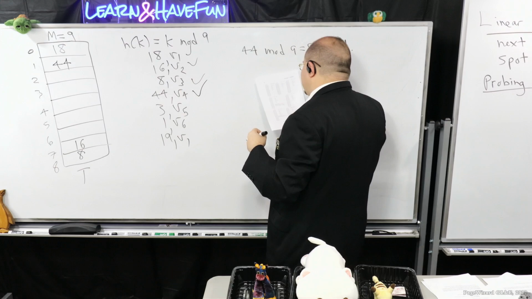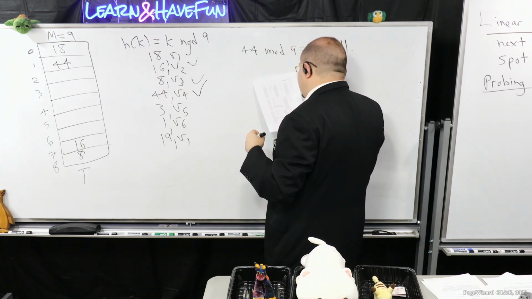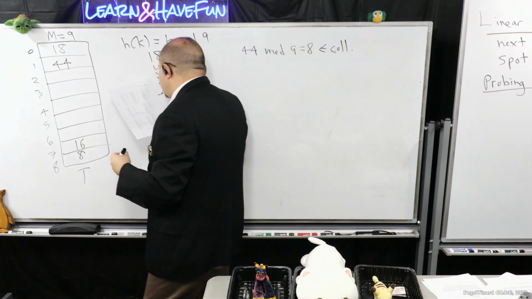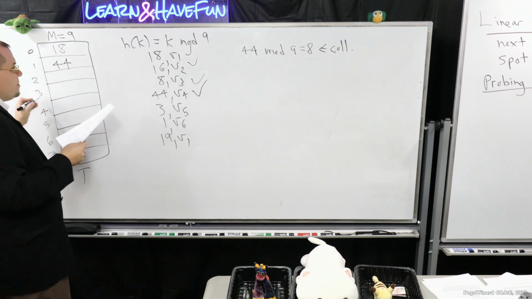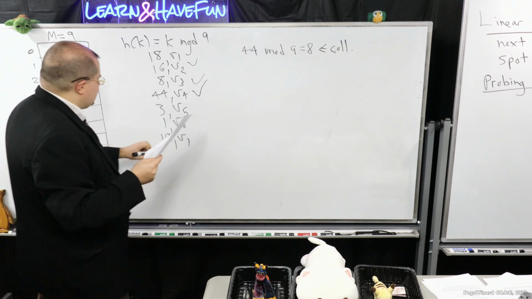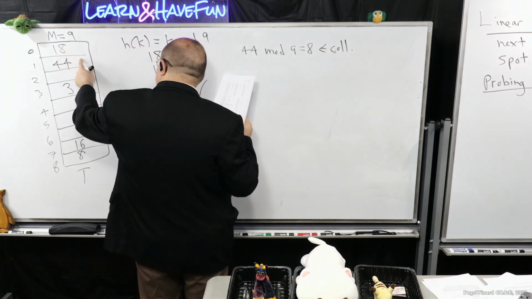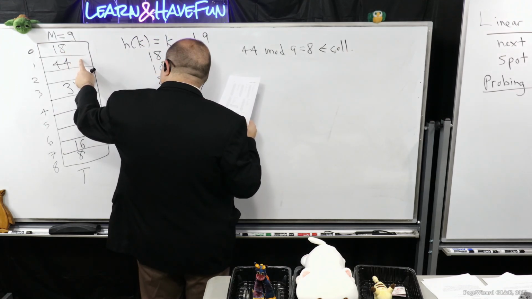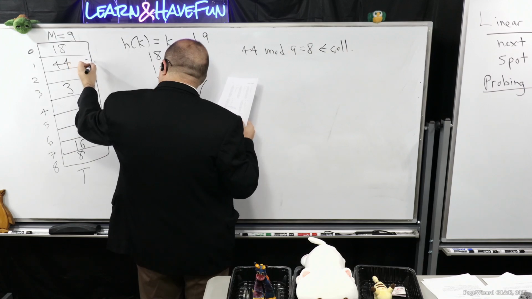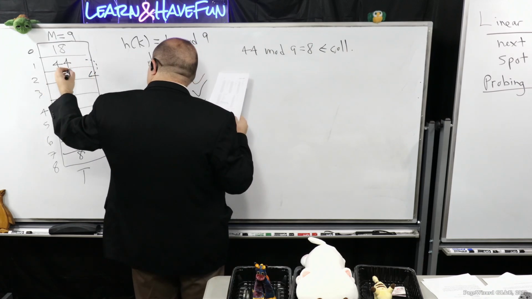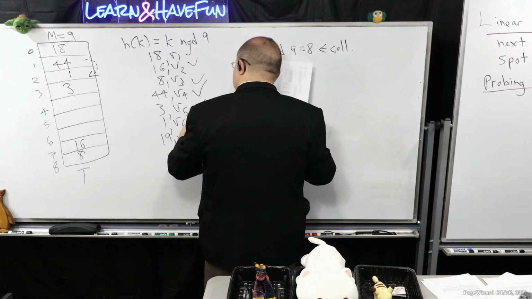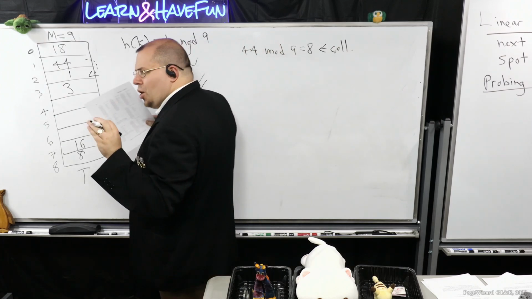So next, let's do 3. 3 is a piece of cake, because 3 mod 9 is just 3. Next, 1. Same idea: 1 mod 9 is 1, but this is occupied, so I'm going to have to hop. The bunny hops, puts me right here. Do you see when the hops occur?